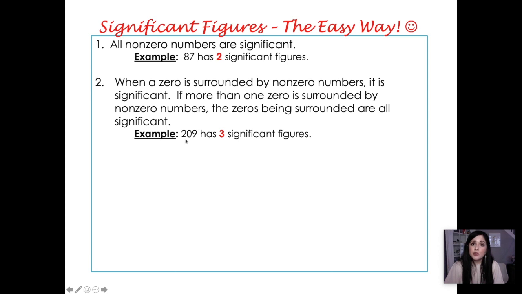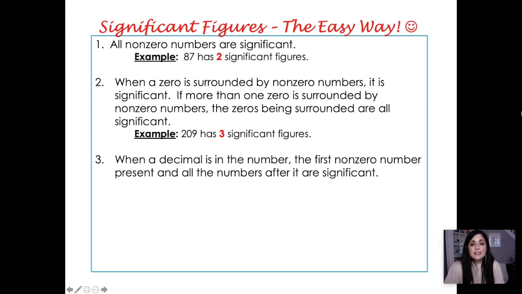For example, the number 209 has three significant figures. That zero counts there because it is trapped or sandwiched. When a decimal is in the number, the first non-zero number present and all the numbers after it are significant. For example, if I have the number 9.70, my first number that's not a zero, which is the 9, is considered significant. And therefore, because there's a decimal, everything after that 9 is significant. So this value has 1, 2, 3 significant figures.